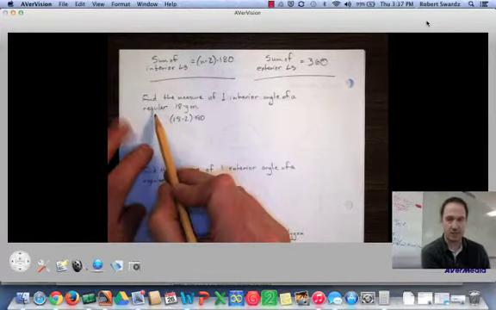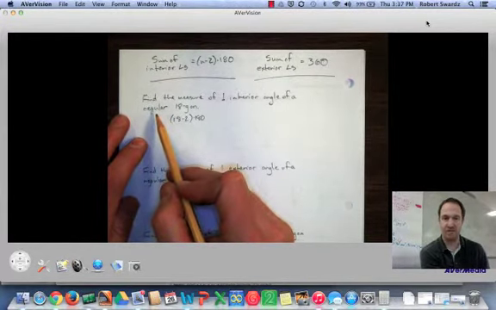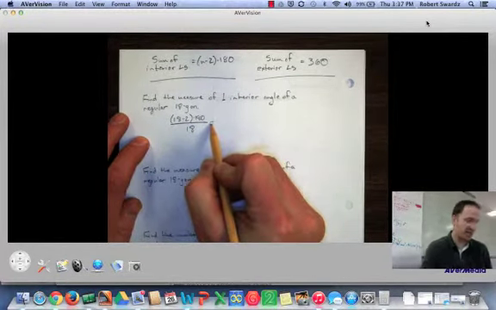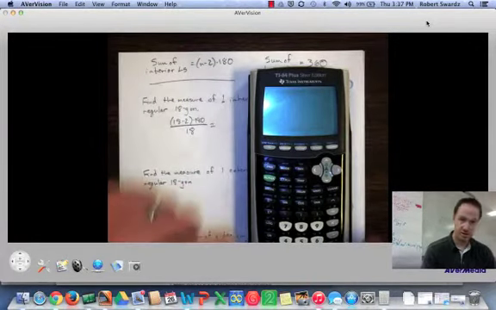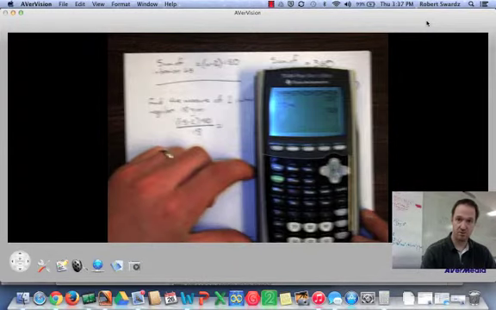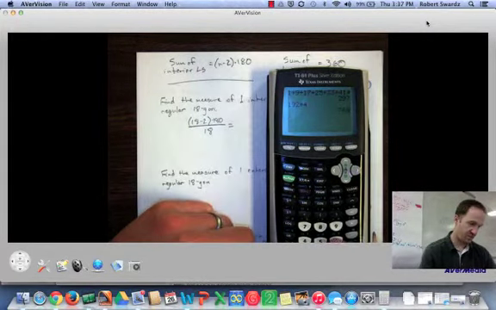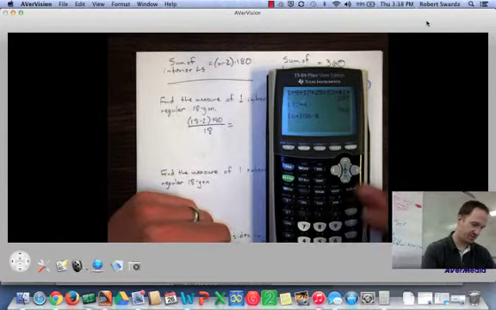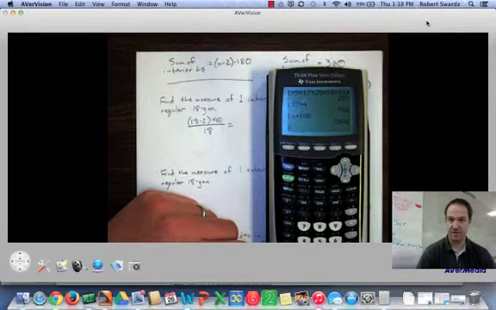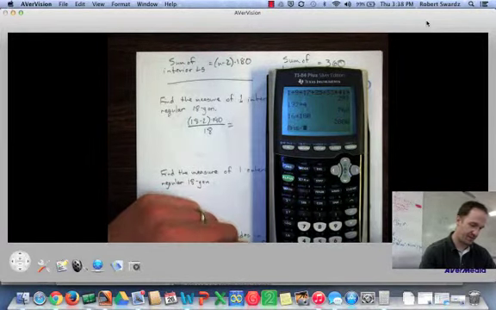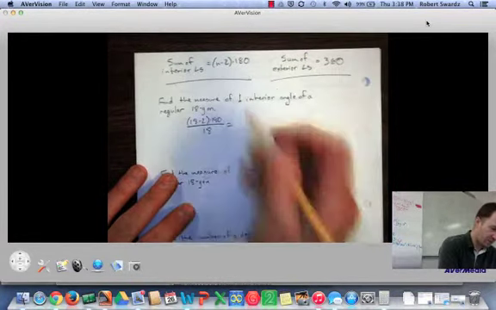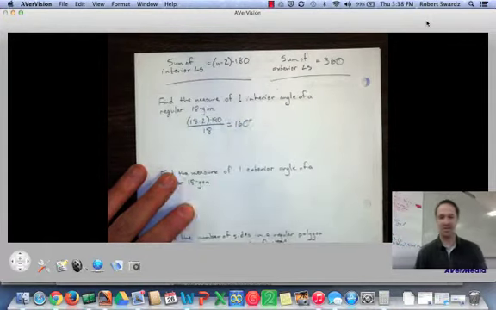Now, since this is a regular polygon, all of those angles are going to be the same. And there's 18 of them. So we can divide this by 18 to get the measure of one of them. So let's go to our calculator here. 18 minus 2 is 16. We're going to times by 180. So the angles add up to 2,880. And we're going to divide that by 18 because there's 18 of them. And we get 160. So each of those interior angles is 160 degrees.